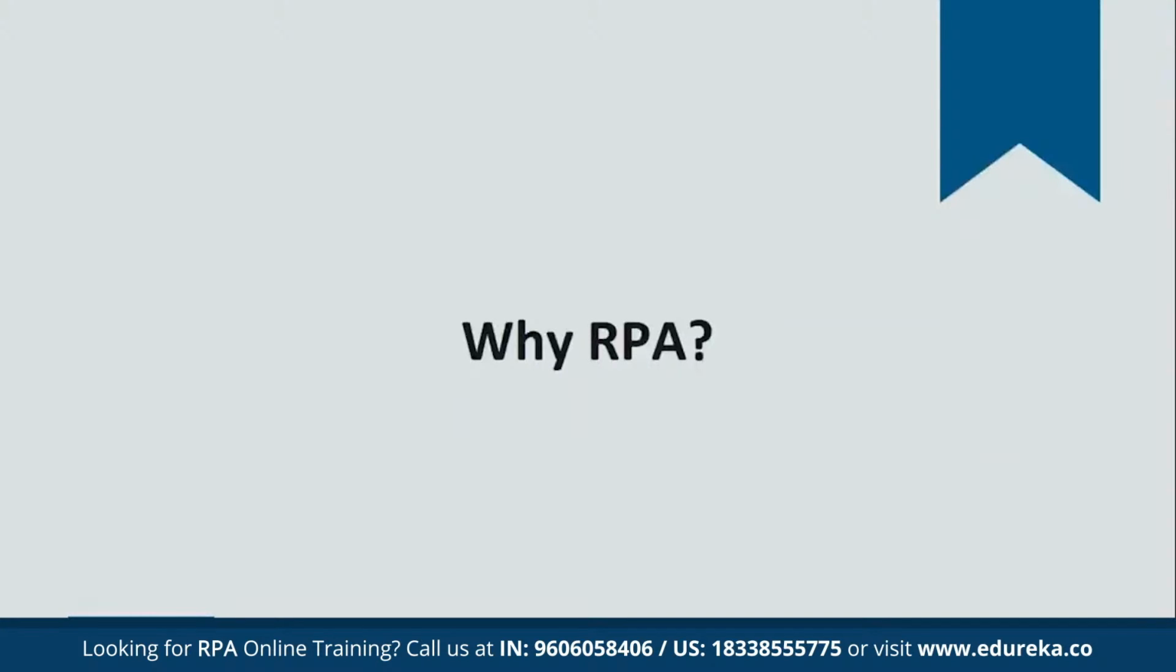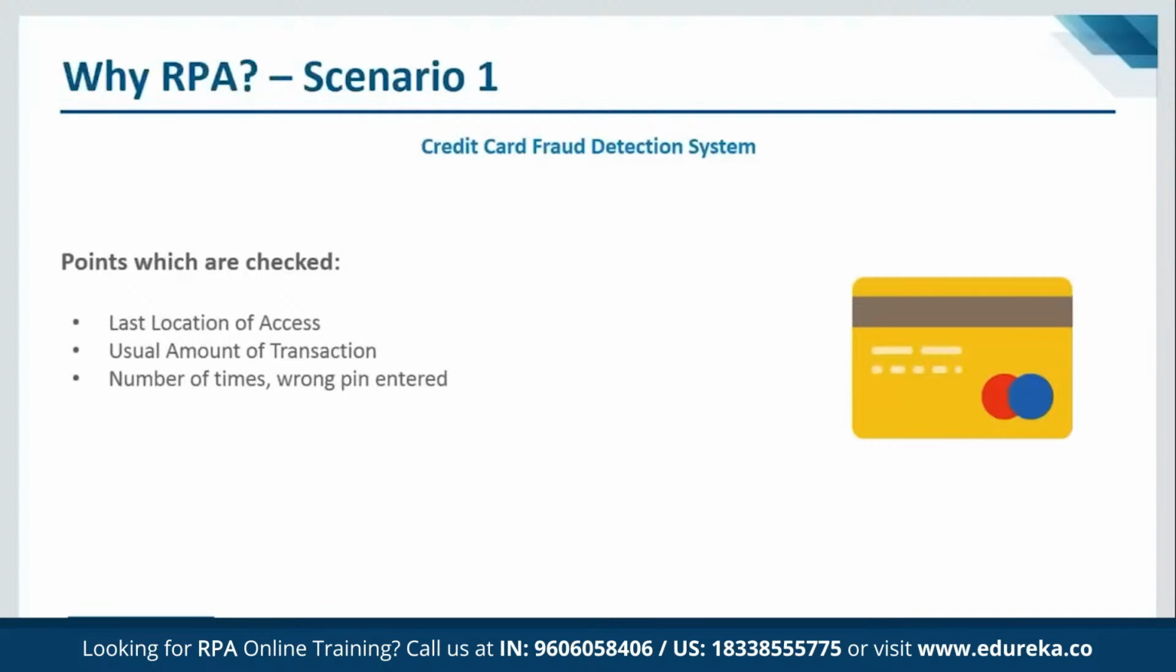All right, so why RPA? Let's explain this using an example. As you know, every bank has a system called a fraud detection system. Let's take the example of a credit card fraud detection system. Any transaction that comes in is judged on the basis of rules that you have designed. Let's consider these rules to be something like this.